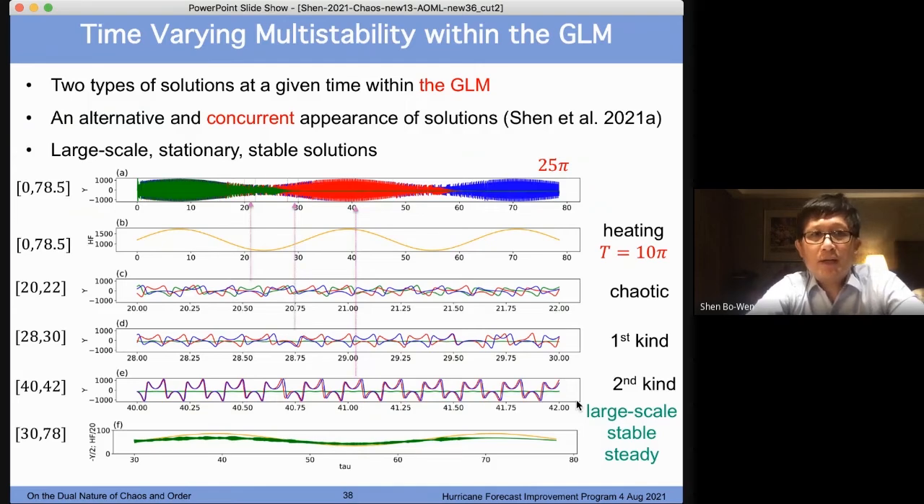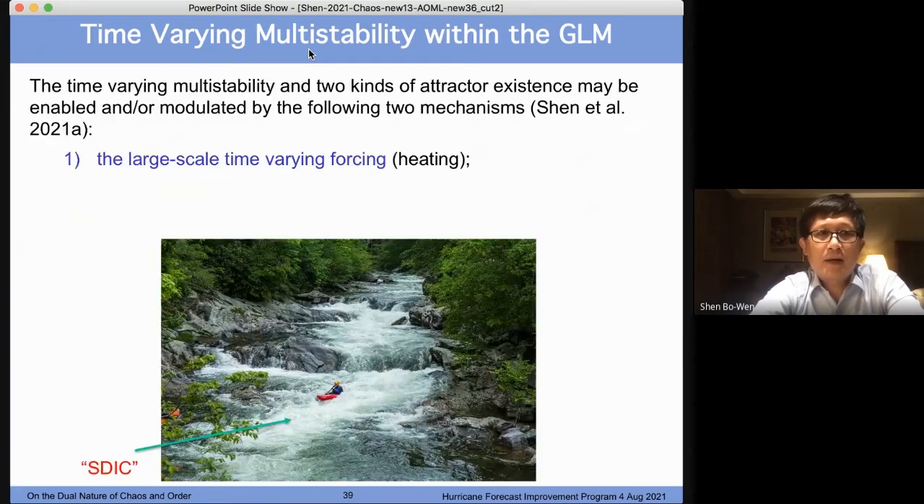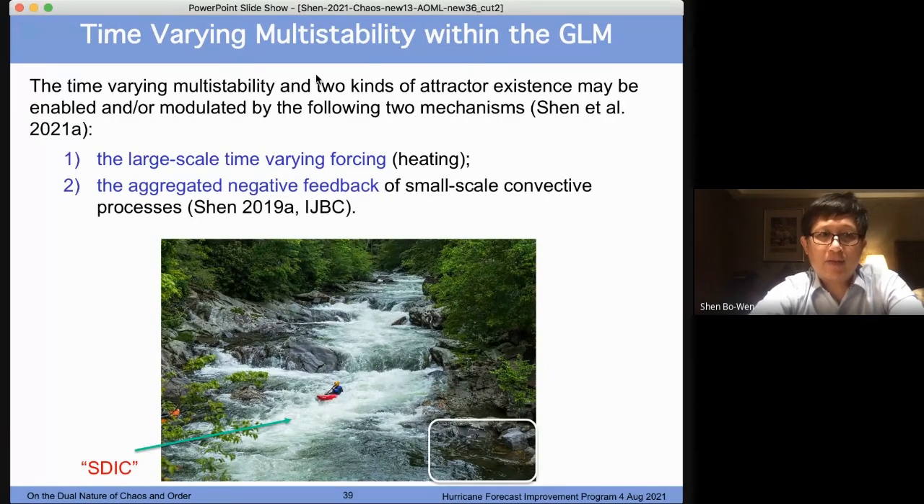Since the GLM allows multistability, when a periodic forcing is applied, we may expect time-varying multistability. As a result, the GLM produces time-varying multistabilities, which are modulated by large-scale time-varying forcings. More importantly, the multistability is enabled by the aggregated net feedback, which may produce local stability. And we are going to discuss that next.